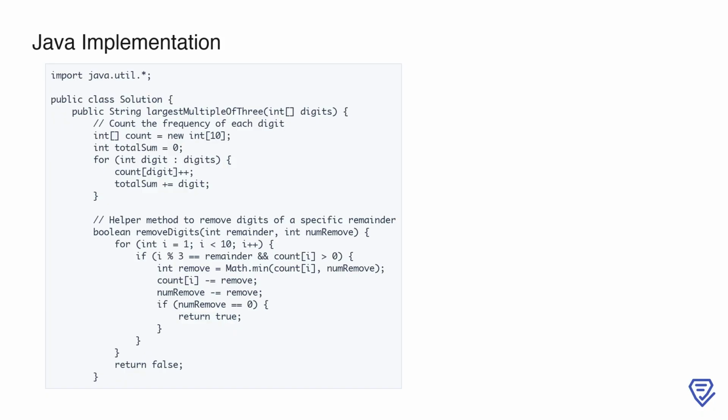Next, we define a helper method called remove_digits. This method is designed to remove a specified number of digits that leave a given remainder when divided by 3. It loops through the digits, checking if their modulo result matches the target remainder, and then removes as many digits as needed, up to the specified limit. If the required number of digits is successfully removed, the method returns true, otherwise, it returns false. This setup prepares us to adjust the total sum as needed in the next steps.